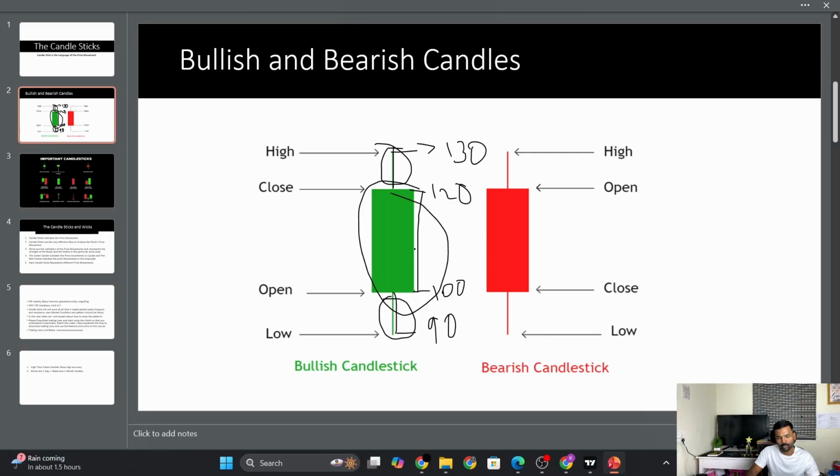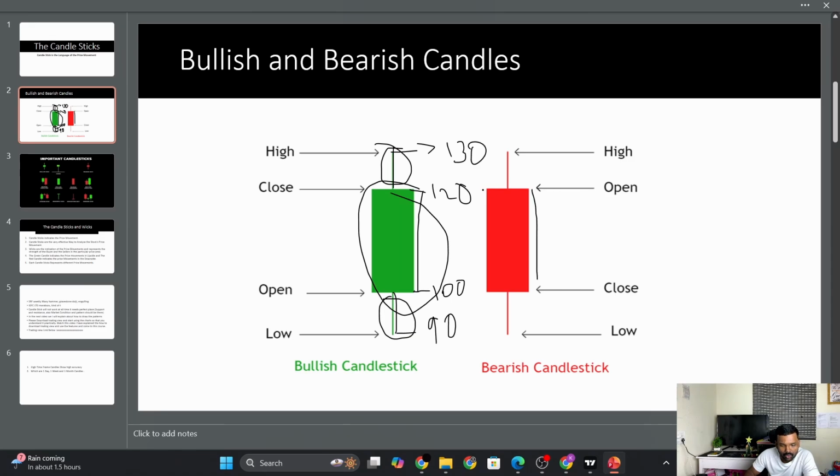So I hope this is understandable. Okay, so I will explain you guys more in the chart, so don't get confused. So this is in green color, sorry, this is in red color. So red color candle is something which comes down.